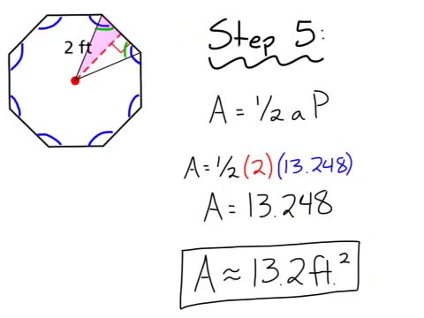And finally, step 5, the last step, we're solving for the area of the heptagon, and we use the formula area equals half of the apothem times the perimeter. We plug our numbers in, we see that the apothem equals 2 and the perimeter is 13.248. Solve, and we get that the area equals 13.248. It said to round to the nearest tenth, so we find that area is about 13.2 feet squared.